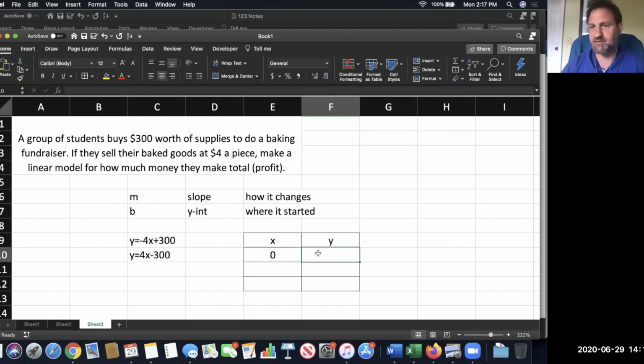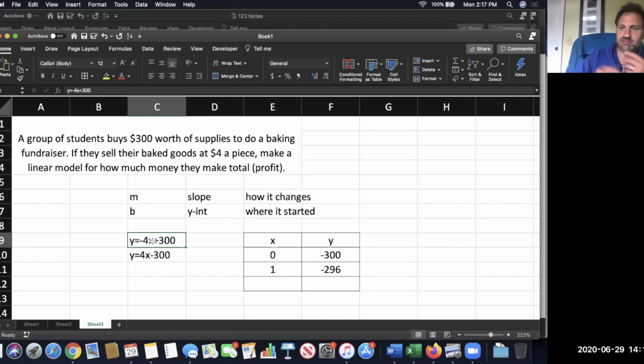It would be really sad if this happened, but let's just think about it. They buy their supplies, and then they go to the fundraising and they sell nothing. What did they make? 300 or negative 300? What's more accurate in terms of what happened? The negative 300. Right, because they're in the hole. If they sell nothing, they're in the hole 300. If they sell one thing, now they're only in the hole minus 296.